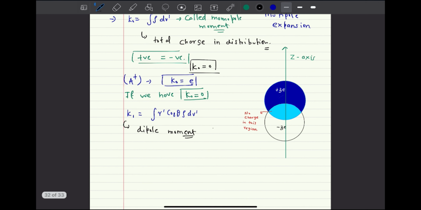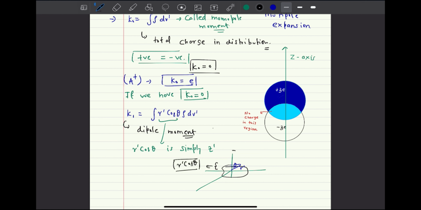The dipole moment simply tells us about the relative displacement of positive and negative charge in the direction towards A. Now here, r prime cos theta is simply z prime, as we have seen in our previous video. In the charge distribution, our point is at some r prime, and this angle was theta. This distance is simply r prime cos theta.